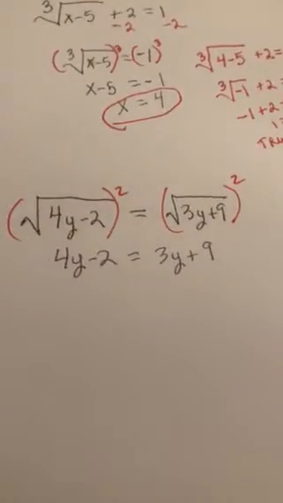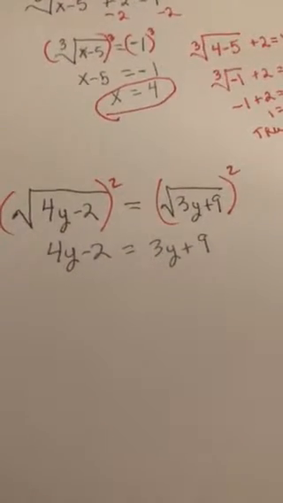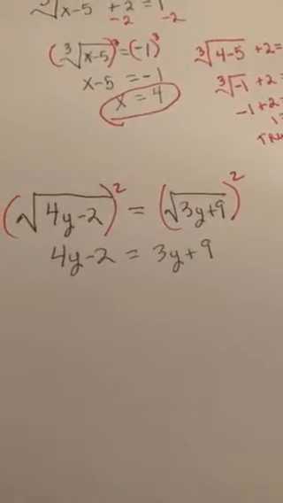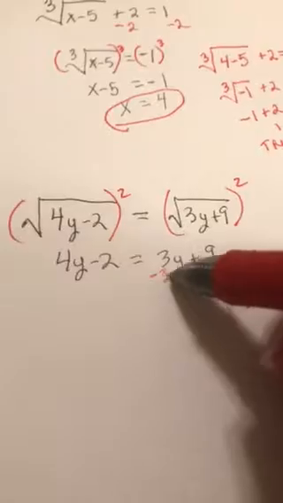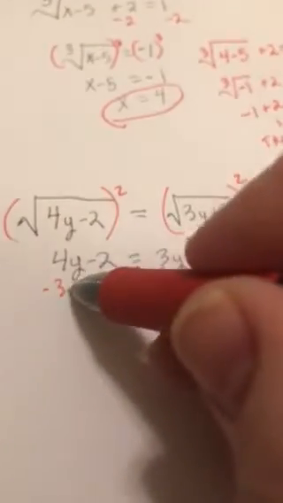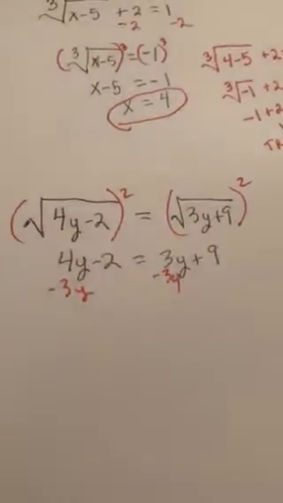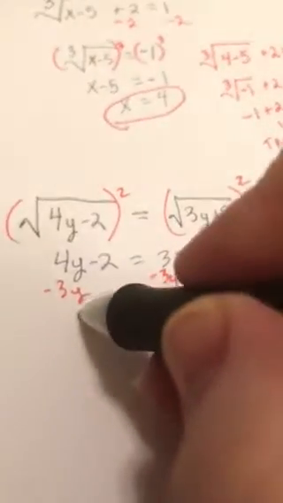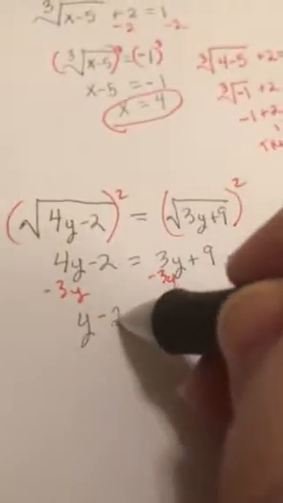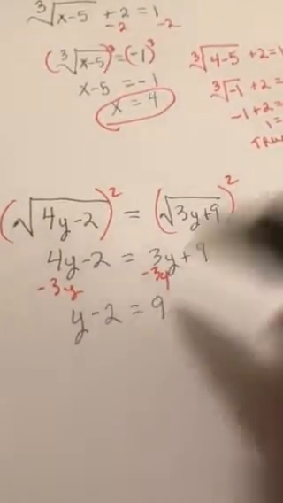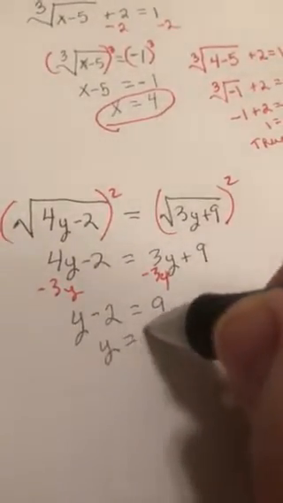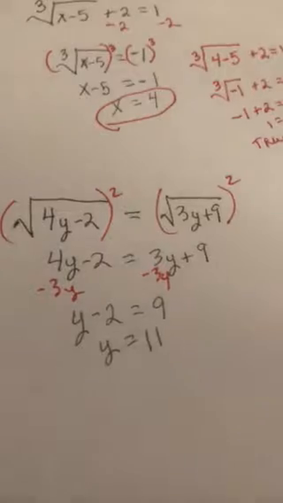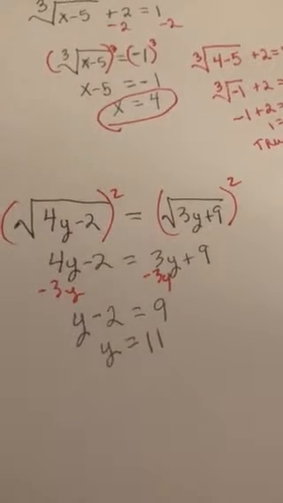And so we end up with 4y minus 2 is equal to 3y plus 9. Not bad. And then solve for y. Not too hard. Let's subtract 3y from both sides to just have 1y in the problem. And then add 2 to both sides. And we find out that we're hoping y is 11.